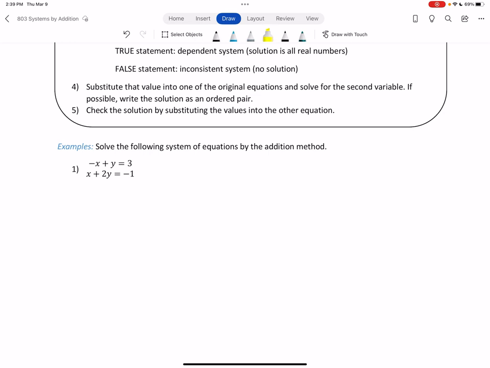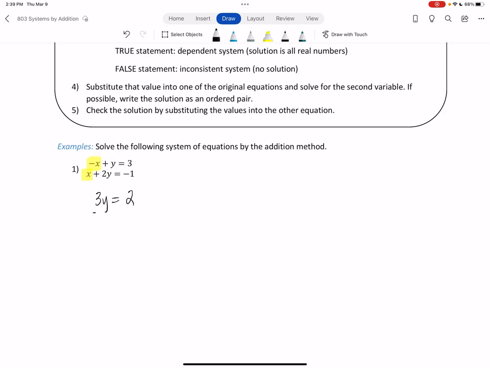So what you can see about this is that the x's and y's are on the left-hand side, and the x's have opposite coefficients. So one is a -1 and the other is a 1. So I'm just going to add these two equations together. So -x plus x makes 0. y plus 2y makes 3y, and 3 plus -1 makes 2. Okay, so what you should notice is that the x's went away. If that didn't happen, then we didn't do the elimination correctly.